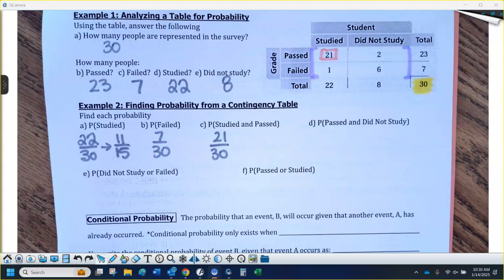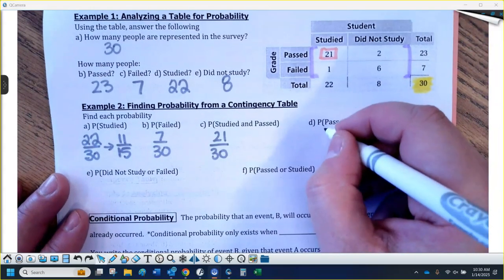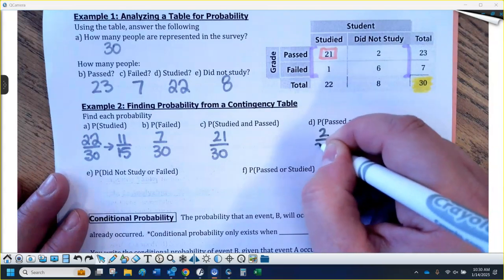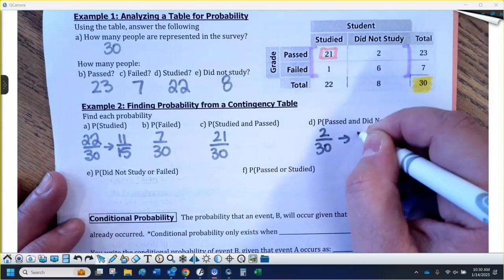Okay, what about people that passed and did not study? So they passed the class, but they did not study. How many people would that be? What do you think? Say that one more time. Yes, she reduced it for me. Okay, so she says 1 out of 15. If you were looking at the total, it'd be 2 out of 30, which reduces to 1/15.